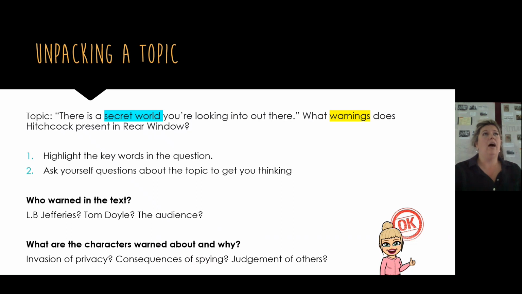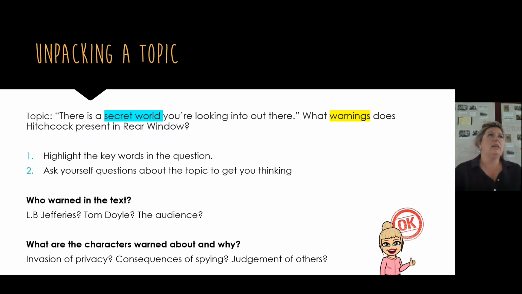Then you should start asking yourself questions about the topic to get you thinking. You'll need to generate those questions yourself. That's how you're going to come up with 3 ideas. For example, if we look at the topic for today, there is a secret world you're looking into out there. What warnings does Hitchcock present in Rear Window?